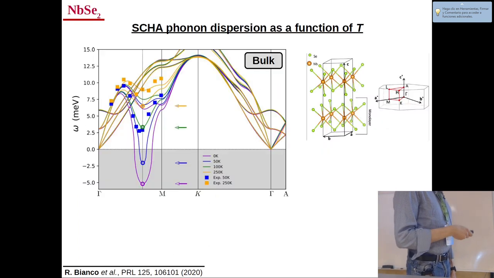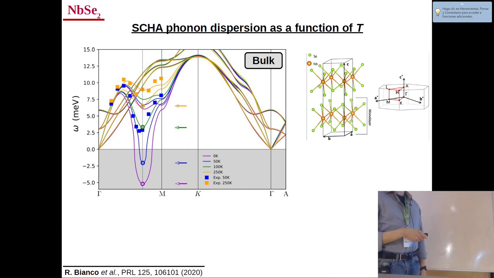This is a similar calculation that we did for another system, niobium diselenide. This is the phonon dispersion as a function of temperature for the bulk. Again, there is a comparison between experiment and theory. These are the phonon dispersions that we obtain with SCHA for different temperatures, and in this box here you have the experimental values. As you can see, with the SCHA we are able to see a charge density wave instability at a certain temperature between 50 and 100 here.